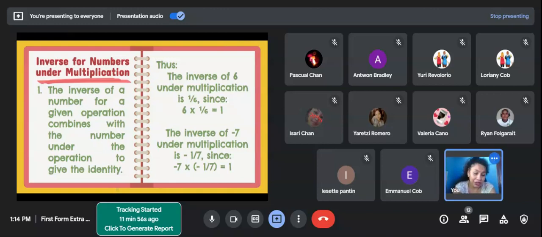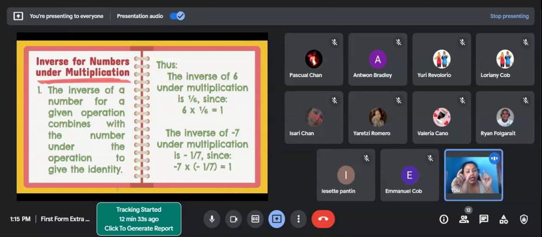All right? Now, why is that the inverse? Why is the inverse of 6 1 over 6? Because when I multiply them, they give me 1. When I multiply 6 times 1 over 6, it gives me 1. When I multiply 1 over 5 by 5, which is the inverse, and I solve it, it gives me 1.